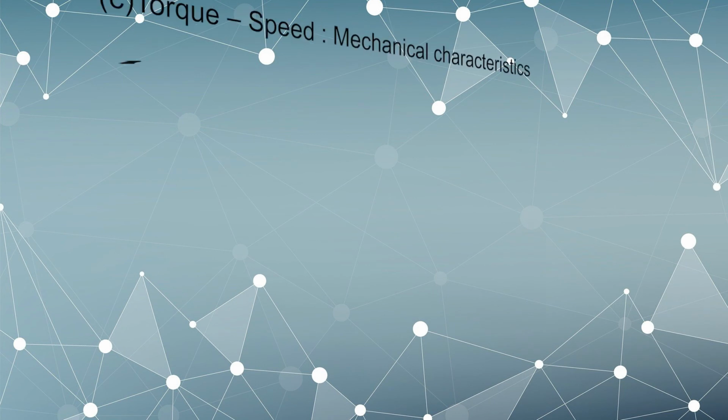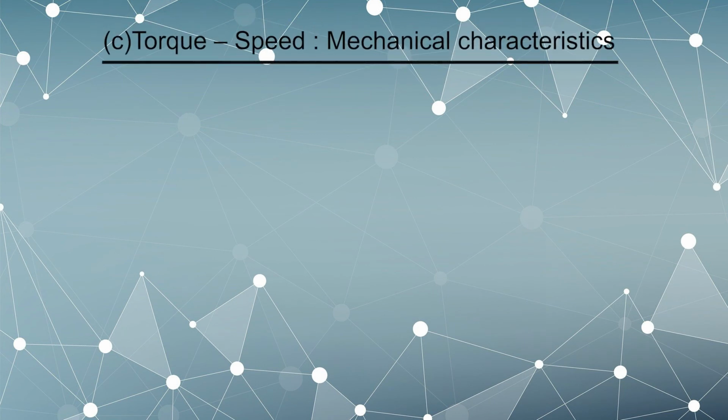Now we are going to discuss the torque speed characteristic, which is also called the mechanical characteristic for the DC series motor.